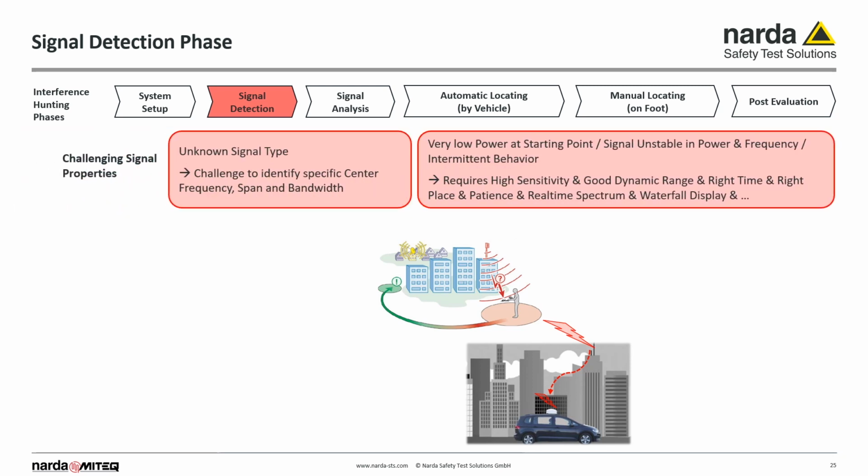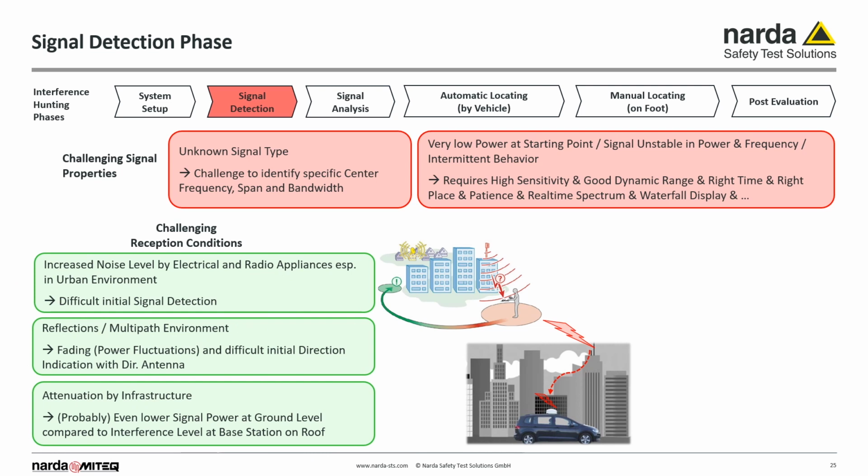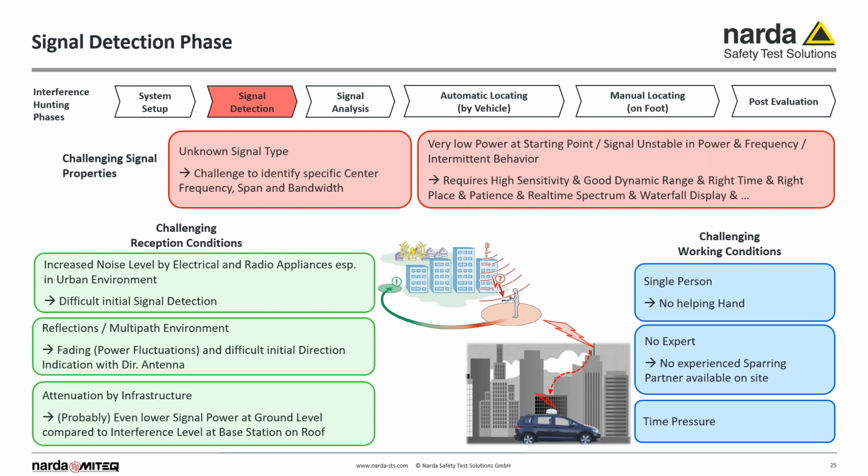As mentioned, in the early phase of signal detection during an interference hunt, we are confronted with many challenges at the same time. As the interfering signal type, meaning its specific frequency and bandwidth, is normally unknown, we typically need to scan the affected frequency band looking for any suspicious signal. A spectrum analyzer such as SignalShark, with high sensitivity, high real-time bandwidth, waterfall and persistence display, allows us to determine the correct center frequency, frequency span and resolution bandwidth much faster compared to swept or scanning analyzers.